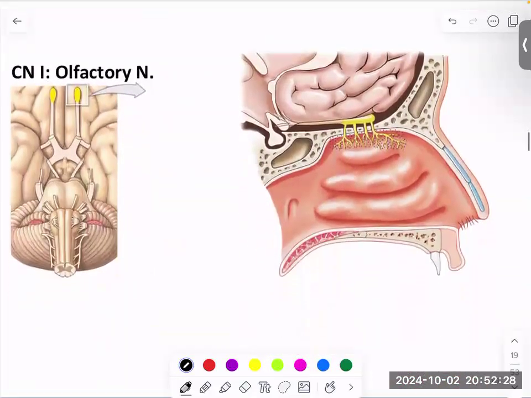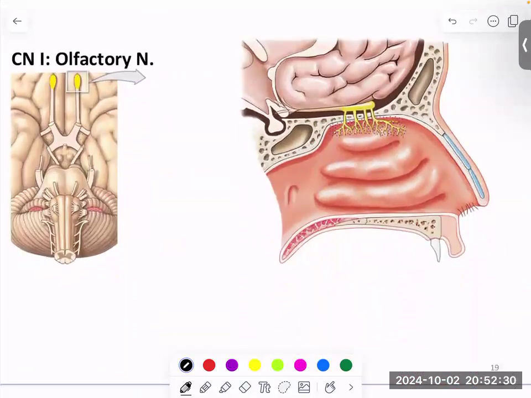Cranial nerve number 1 is your olfactory nerve. This is your olfactory bulb. Your olfactory nerves go right through that cribriform plate in the ethmoid. So your nerves get into your nasal cavity.